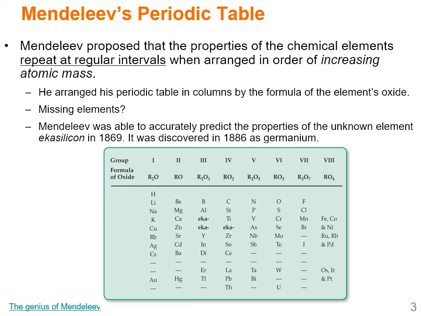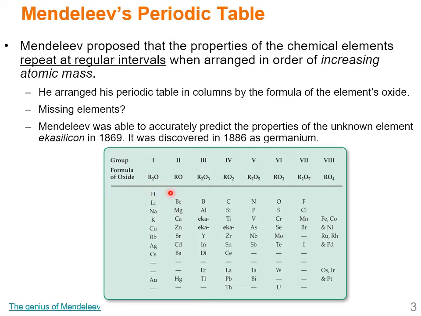His idea was to arrange a periodic table in columns by putting the elements with similar formulas of their oxides in the same columns. For example, he put the elements lithium, sodium, potassium, and hydrogen, of course, that have a formula with oxygen R2O. If the formula was RO, for example, 1-to-1 ratio, the elements that fell into that category were beryllium, magnesium, calcium, etc.